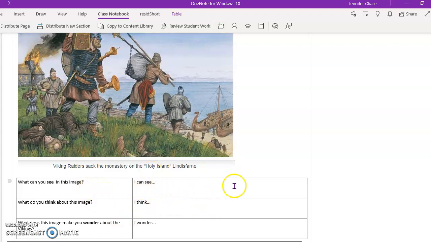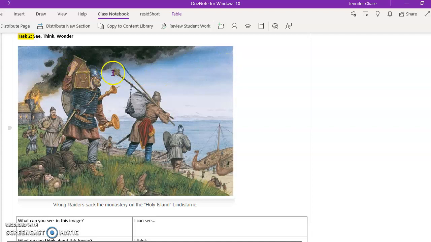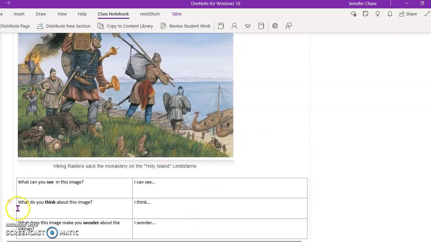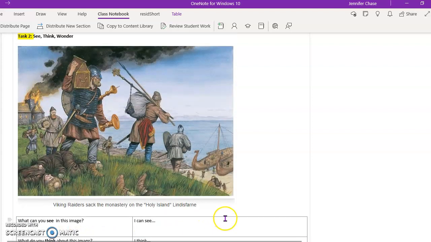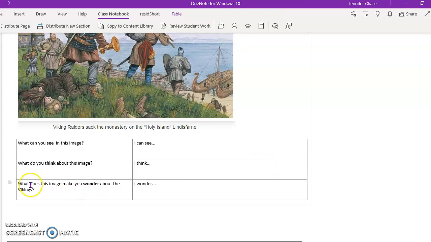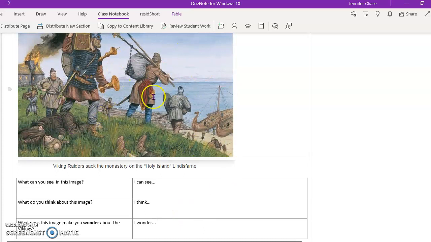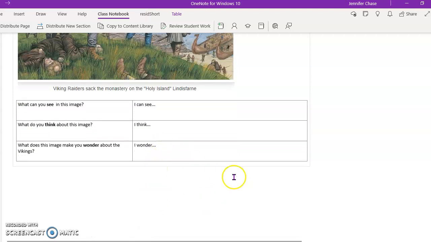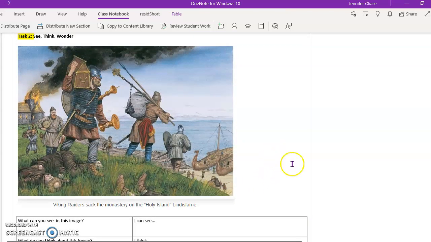All I want you to do here is get your brain into Viking gear. What can you see in the image? Literally jot down what's happening, what you think is happening. Try and pick out as many details as you can. You can bullet point it. You don't need to write full sentences. What do you think about this image? What do you think is happening? What do you think about the Vikings based on this image? Last but not least, what does this image make you wonder about the Vikings? I would hope that this image would lead you to have more questions about the Vikings. See if you can come up with at least 2 questions here. Again, no right or wrong answers, just give it a go.